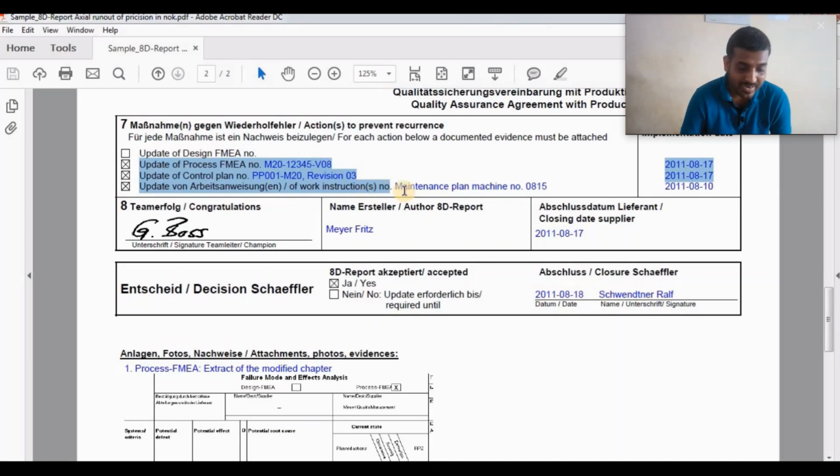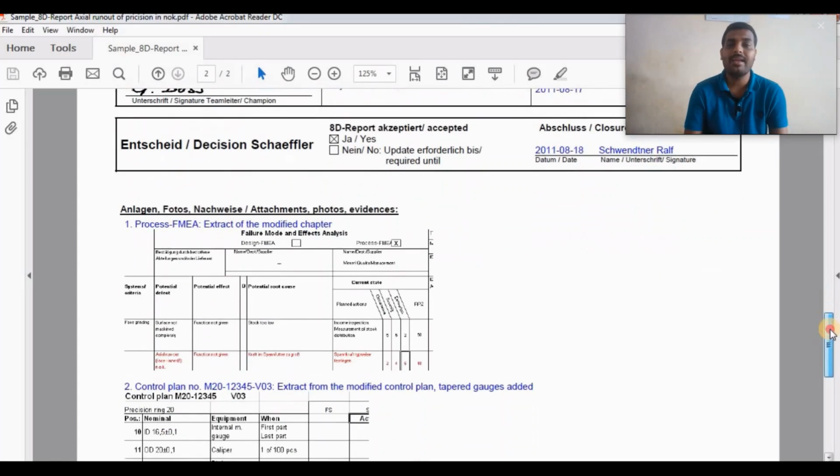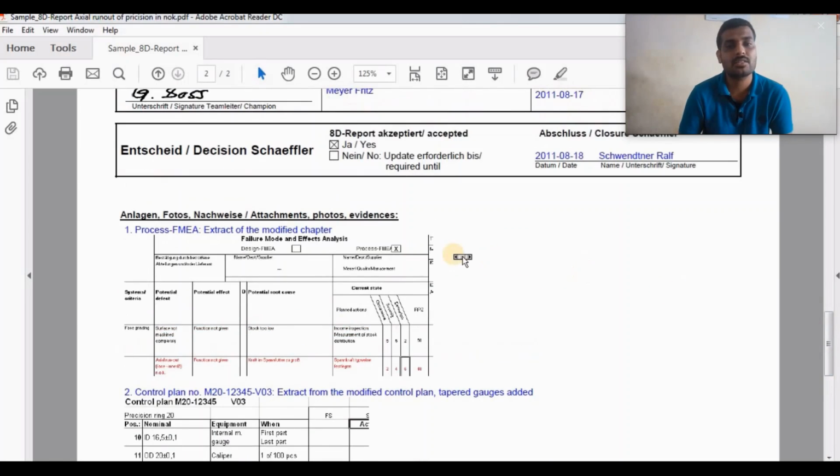They have also added some attachments below. Like the process FMEA they have added, then the control plan they have added. This is a photograph of the new testing method. They have purchased a tapered gauge. Then this analysis they have done. These are a few documents related to it. Like this way you have to prepare an 8D report for any customer complaint with all the evidence.